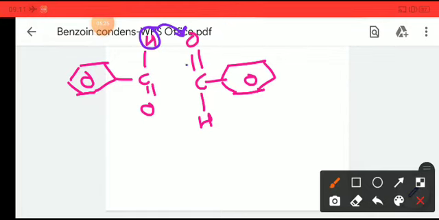And what happens? This bond will come from the carbon. One bond will break, and this bond will come to the carbon as a negative charge, and then this carbon will do a single bond with this carbon. Okay, so this is a simultaneous reaction.